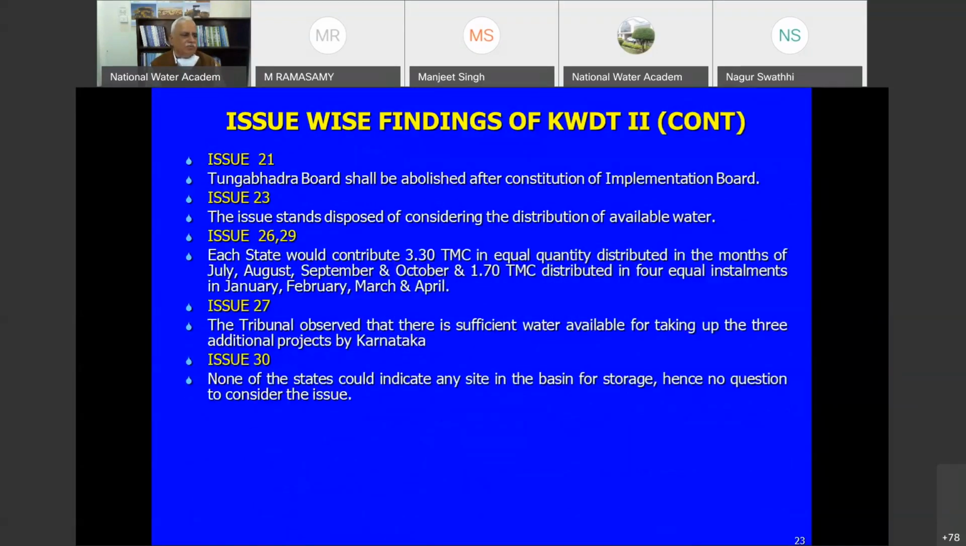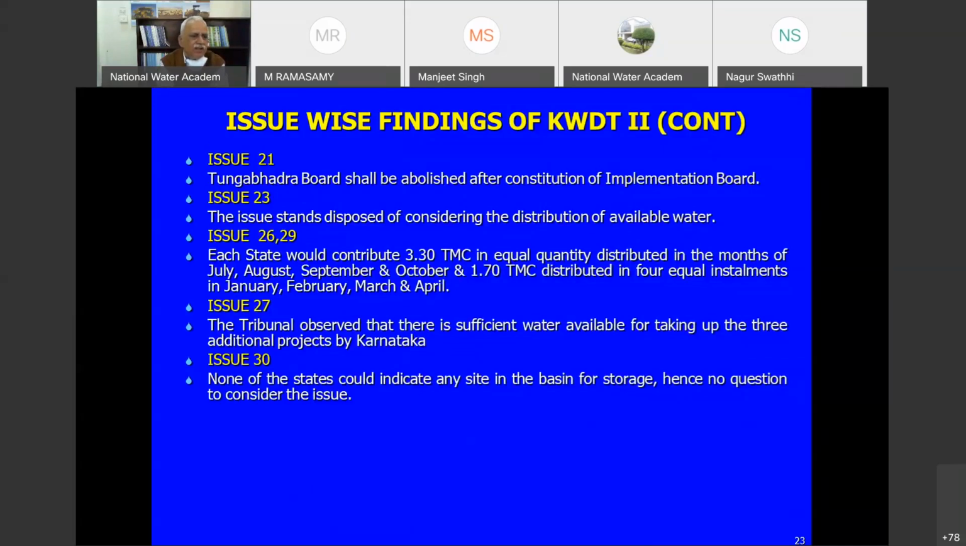Issue number 21, Tungabhadra Board shall be abolished after constitution of implementation board. Issue number 23, the issue stands disposed of by considering the distribution of available water. Issue number 26 and 29, each state would contribute 0.30 TMC in equal quantity distributed in the months of July, August, September and October, and 1.70 TMC distributed in 4 equal installments in January, February, March and April for Chennai water supply.